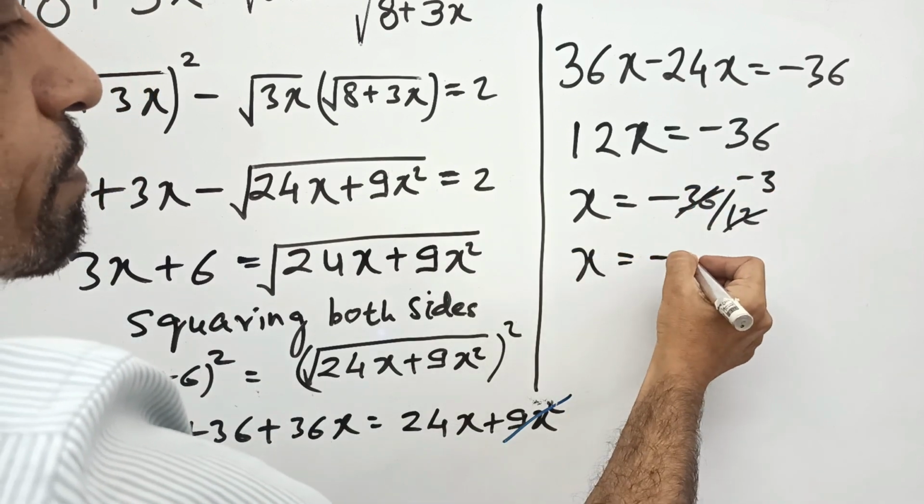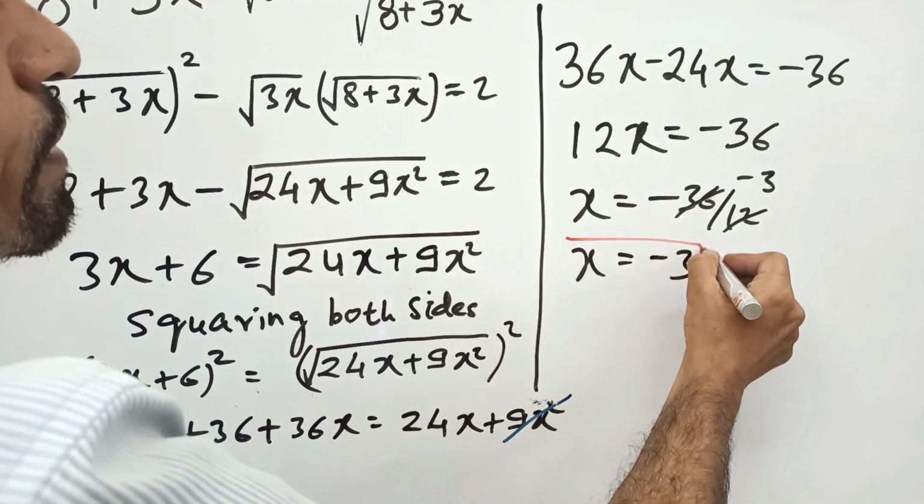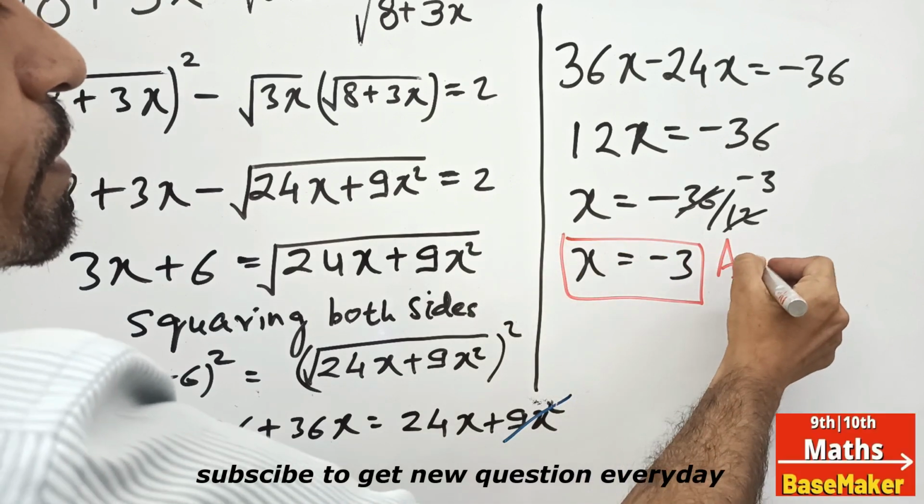Twelve 3s are 36 minus, so the value of x is minus 3. This is our answer.